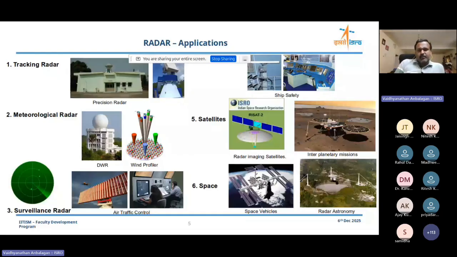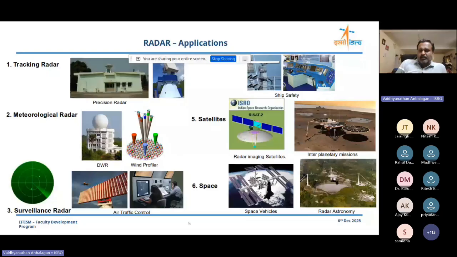But if you see the history, radars were primarily used for tracking, what we call a tracking radar, or second, surveillance. It keeps doing surveillance, and if any target goes into that vicinity, it detects and tells us. Third, it is used for meteorological applications. All the Doppler weather radars on the coast, such as IMD's, keep tracking the clouds around them to tell the intensity of the cloud and the probability of rain. We call that a meteorological radar.